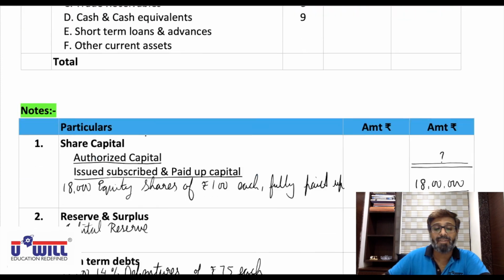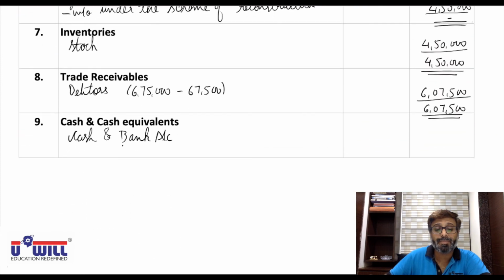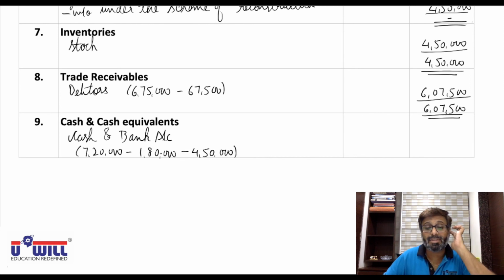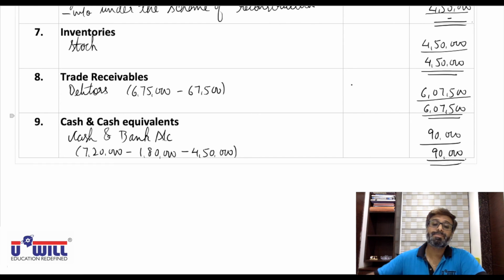So 7,20,000 from the last entry minus 1,80,000 minus 4,50,000. If you subtract, 90,000 will remain. 90,000 is cash and bank balance.